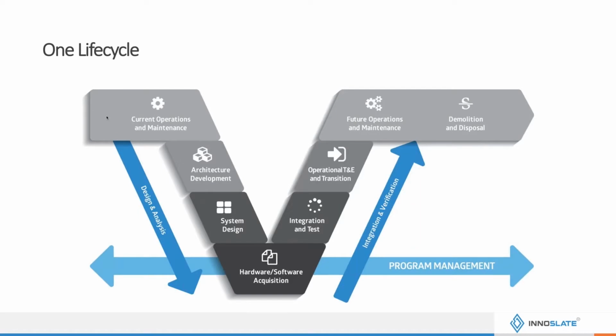So we do believe in the one life cycle. A lot of people don't like the V model. I happen to love the V model. I think it gives us a good indication of the kinds of things we're doing throughout the life cycle, and particularly allows us to look ahead and think about the things we should be doing in advance. For example, if I'm doing architecture development, I should be thinking about how I'm going to go through the operational test and evaluation, transition process, how it's going to be operated and maintained, and even what the demolition disposal functions are supposed to be.